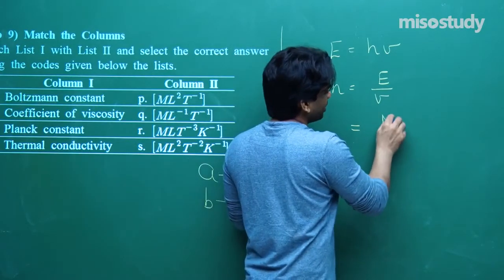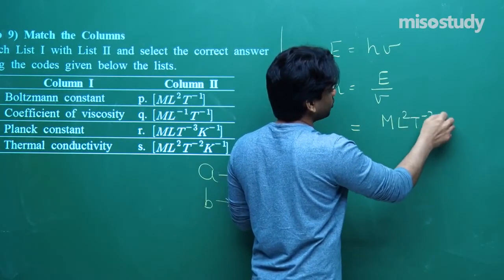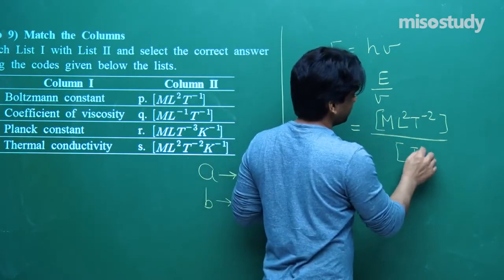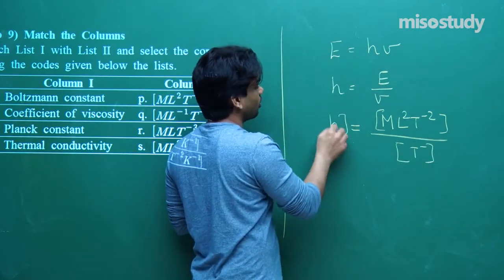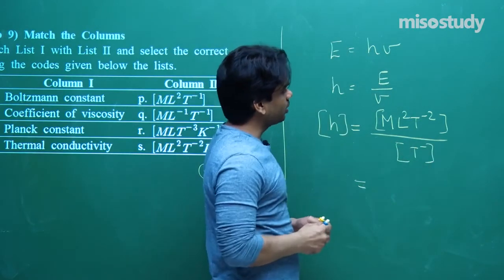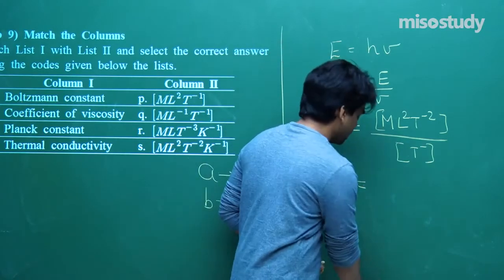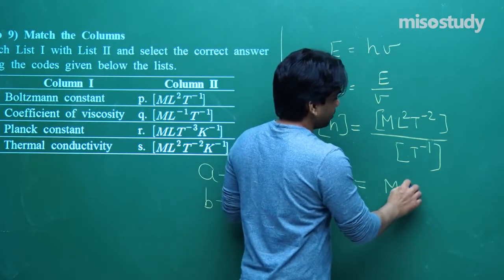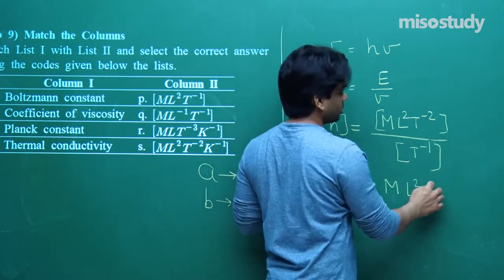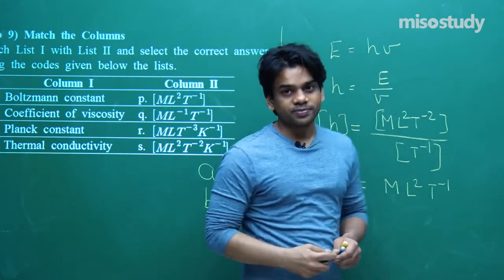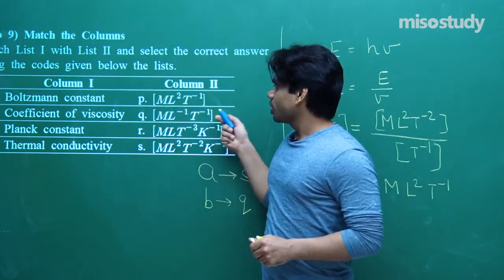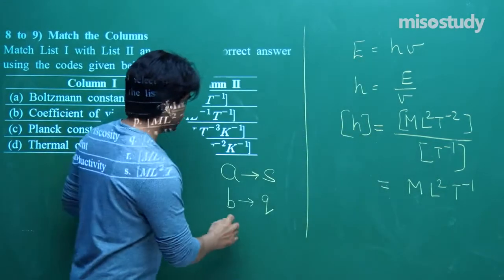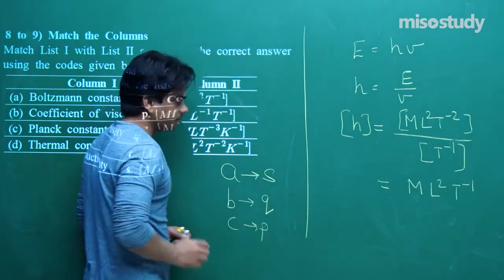Now energy is ML^2 T power minus 2, divided by frequency, that is per unit time, T power minus 1. This will be the dimensional formula for Planck constant. ML^2 T power minus 2 divided by T power minus 1. So this will turn out to be M L power 2, T power minus 2 becomes plus 1, so T power minus 1: ML^2 T power minus 1. That is option P, matching with Planck constant. C goes with P.